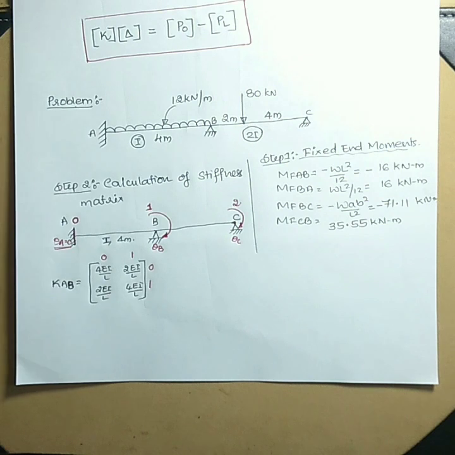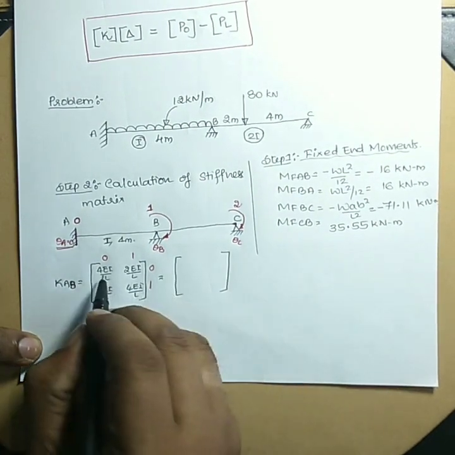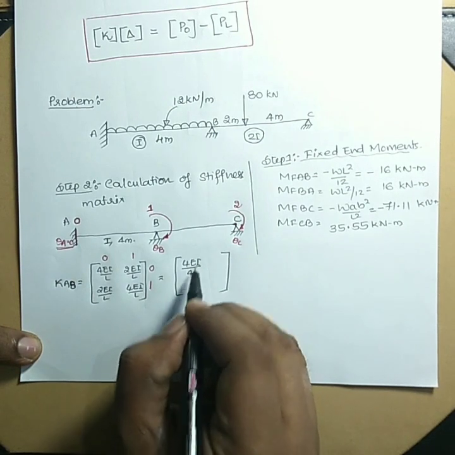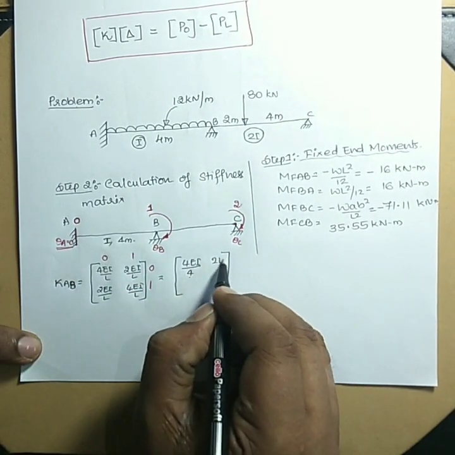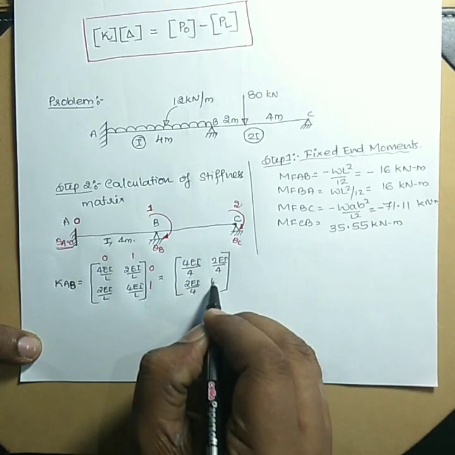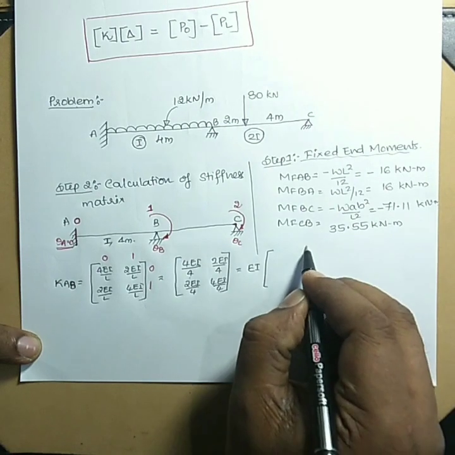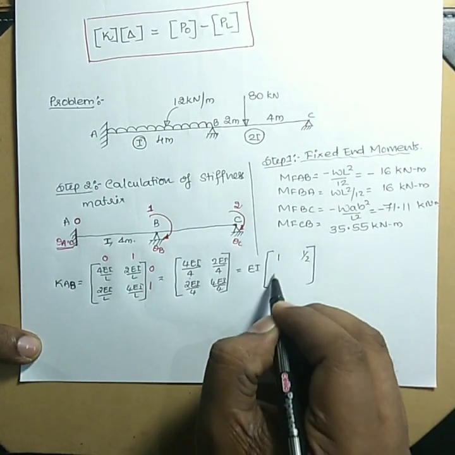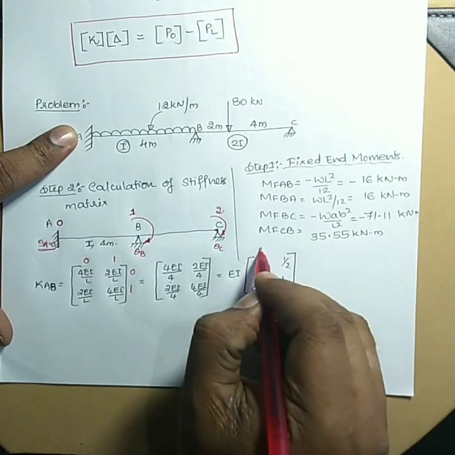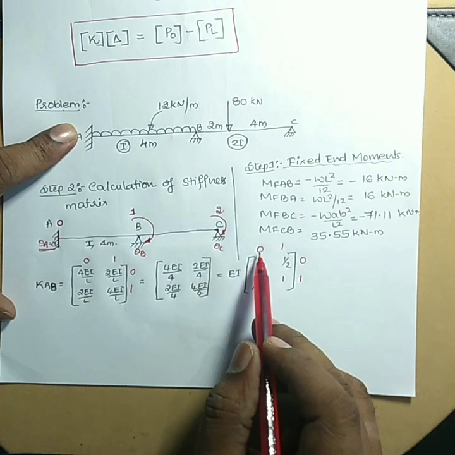Now this is equivalent to 4 EI by L. L is 4 meter, that is span of AB is 4 meter, and the value of EI is I itself. So 4 EI by L, this is 2 EI by L, that is 4. This is 2 EI by 4. This is 4 EI by 4. If I simplify the same thing and I will take EI outside, what I will get is 1, half, half and 1. And the values here you can note is 0, 1, 0, 1. Now this is the stiffness of member AB with values 0, 1, 0, 1.